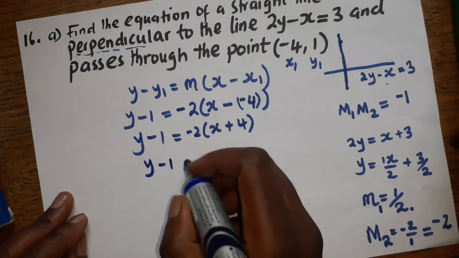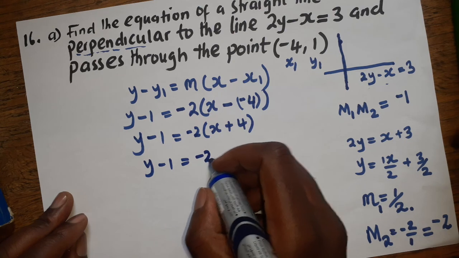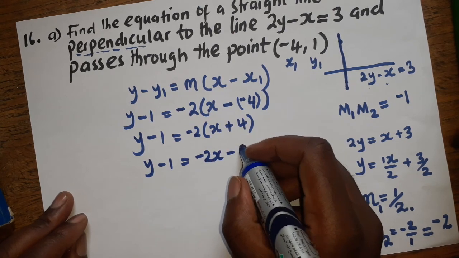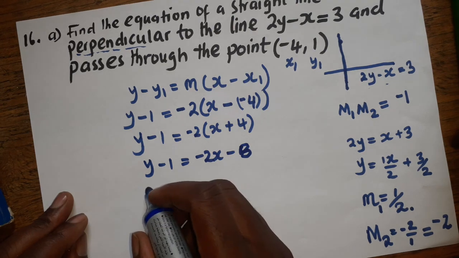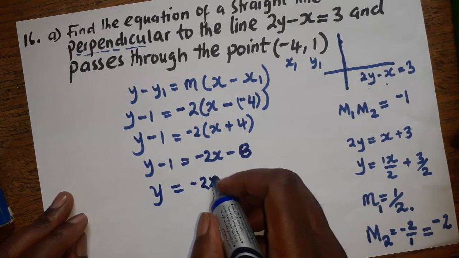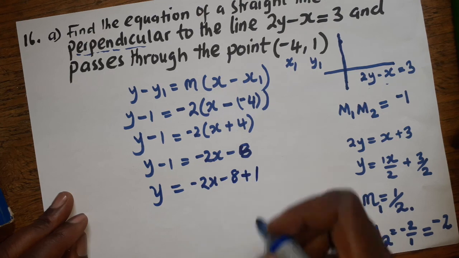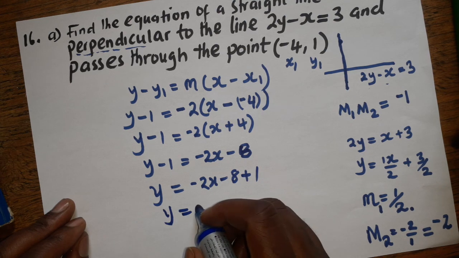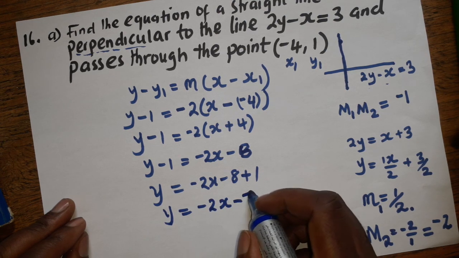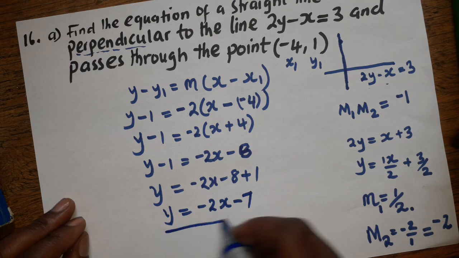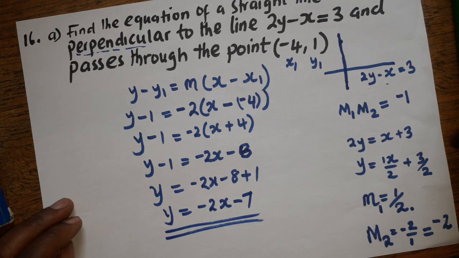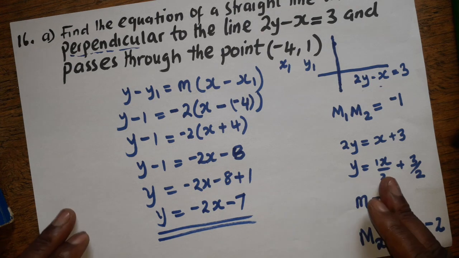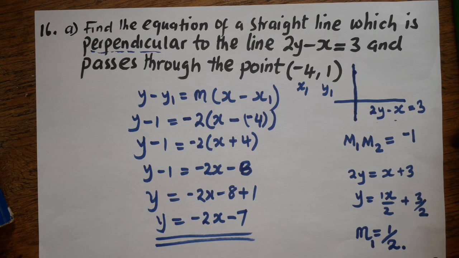So we have this y minus 1 is equals to, you distribute, you are going to have -2x minus 8. We have y is equals to -2x minus 8 plus 1. All right, then y is equals to -2x minus 7. This is what is going to be the equation, ladies and gentlemen. So it's going to be our equation. I hope that is very clear. Are we together? Let's move on.